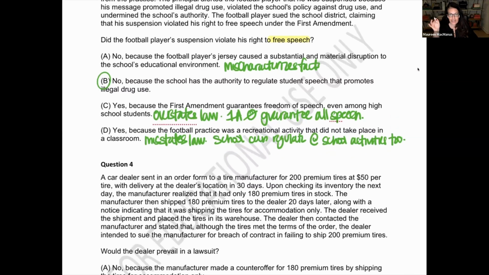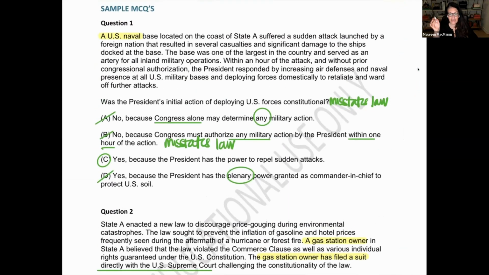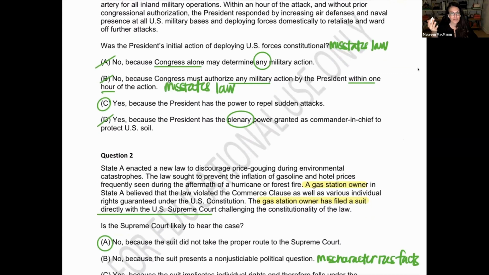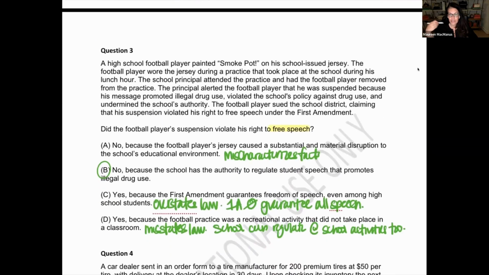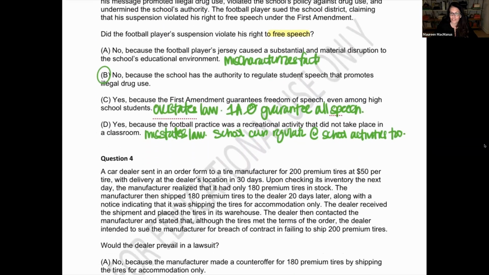a little bit different. I thought in the very first one saying the president has a power to repel sudden attacks, I'm like, I haven't seen that language before. So that threw me off. And stuff like that is what I'm seeing. But I can still eliminate all the other 3 in the same way that I've been doing for years with the multiple choice questions with the MBE.